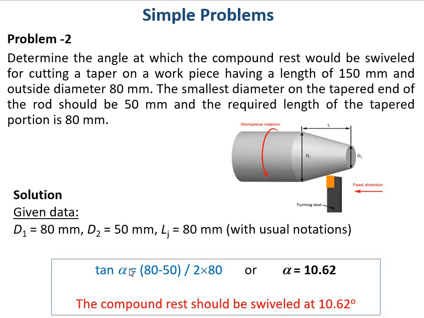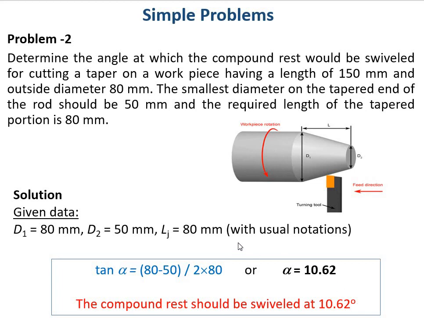In the given numerical, the maximum diameter is 80 mm, the smallest diameter to be achieved after taper turning is 50 mm, divided by twice the length of the job, which is 80, which gives us tan inverse of this value equals alpha, 10.62 degrees. So the compound rest has to be swiveled at 10.62 degrees.